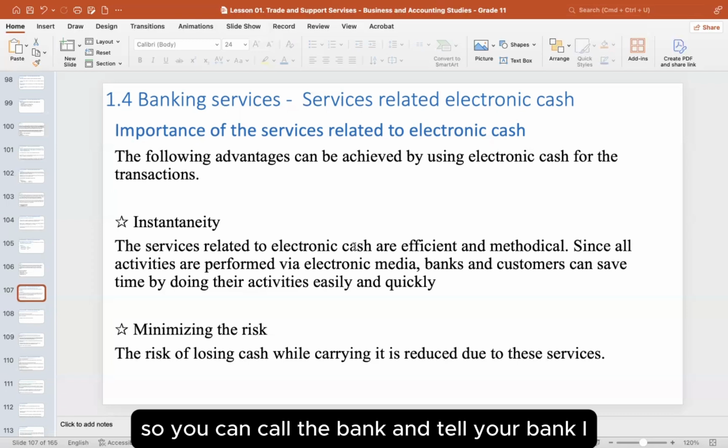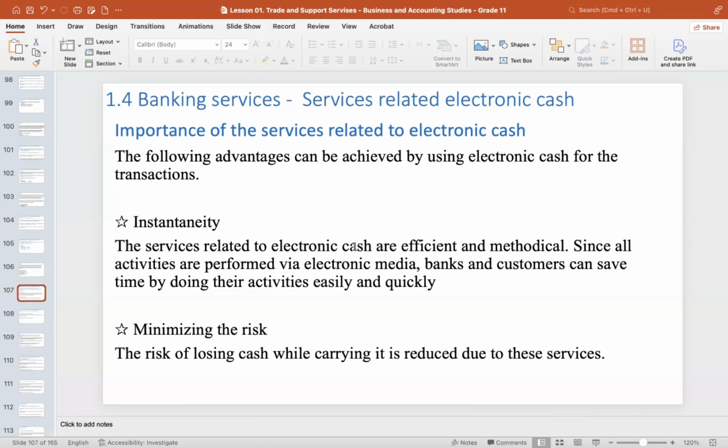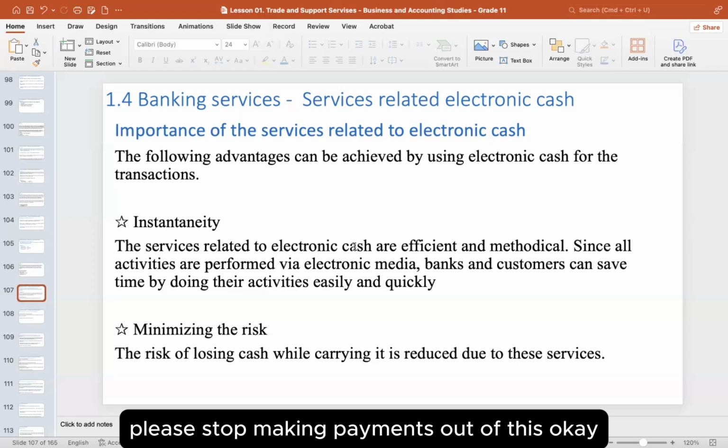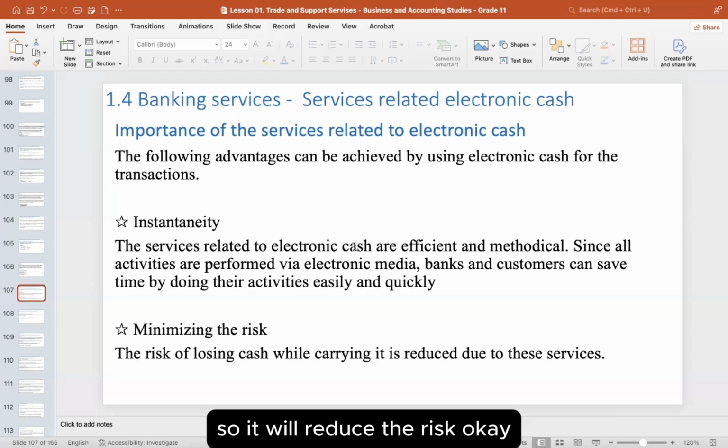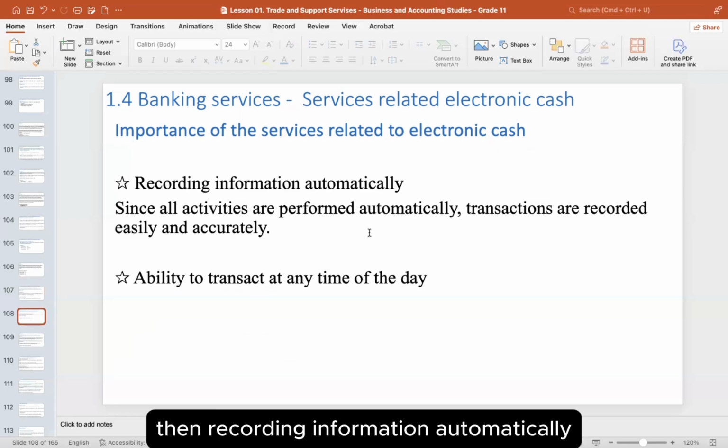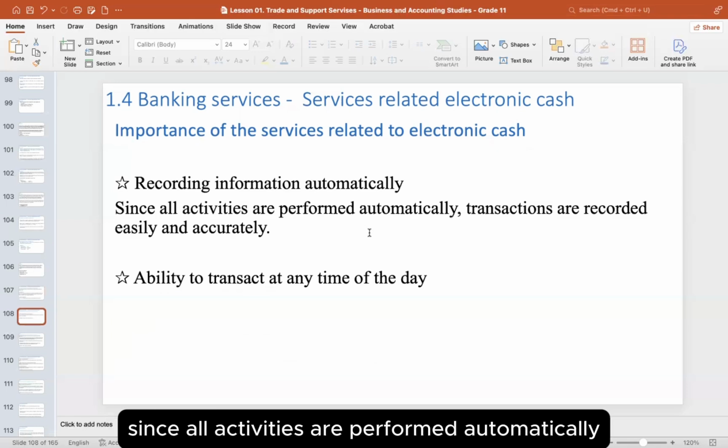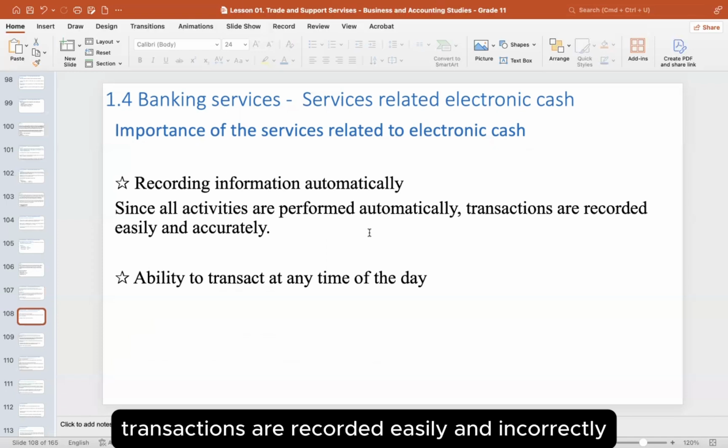So you can call the bank and tell your bank, hi, I have lost my card. Please stop making payments out of this. Okay, so it will reduce the risk. Okay, then recording information automatically. Since all activities are performed automatically, transactions are recorded easily and accurately.